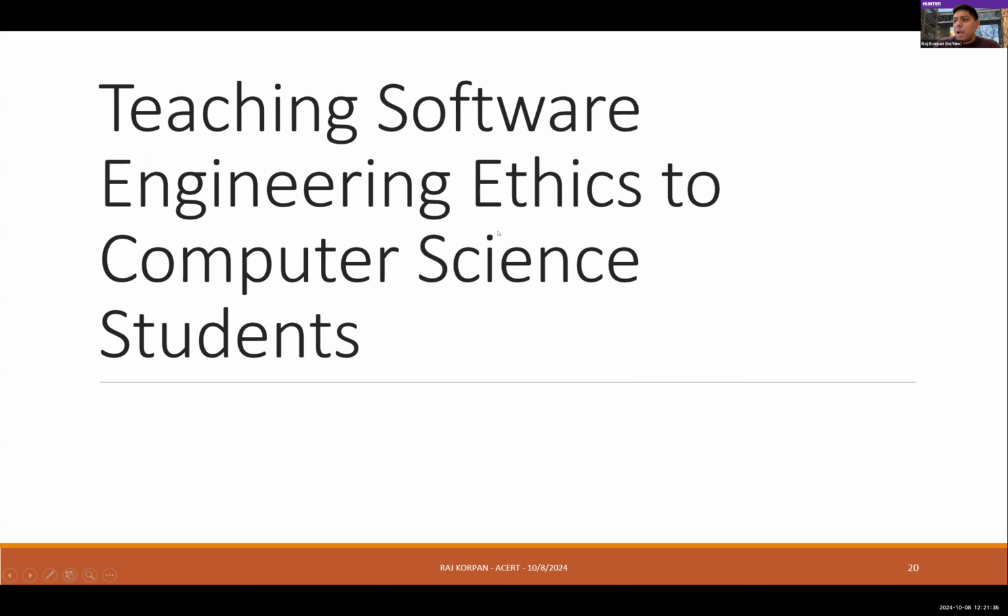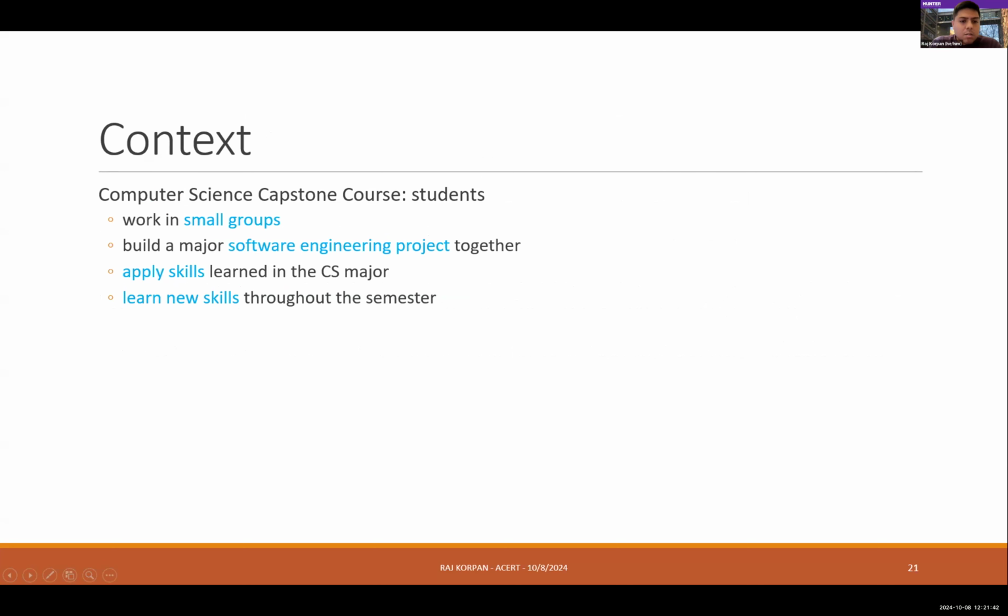Okay, so let me move to how I teach engineering ethics, software engineering ethics to computer science students, and just talk about the context here, which is a computer science capstone course. The capstone course is a culminating experience of the major, the last course they have to take before they graduate. The idea is that they work in small groups to build a major software engineering project together. It allows them to apply all the skills they've learned, both the theoretical and applied things they've learned throughout the major, but also learn some new skills that have to do with professional development. And so the capstone is this opportunity to get all of the majors working on projects, but also thinking about the larger issues that have to do with the profession.